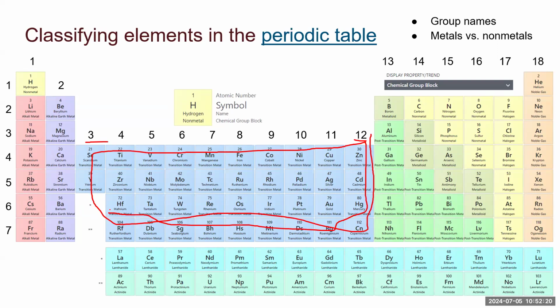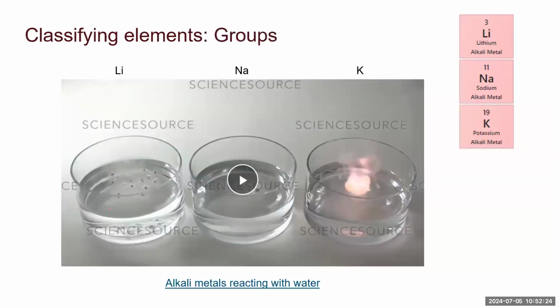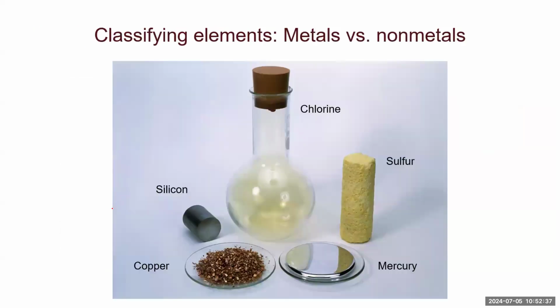The far left-hand side, group number 1. Those elements, we watched this video last time, these are what are known as alkali metals. Lithium, sodium, and potassium are examples of these alkali metals.